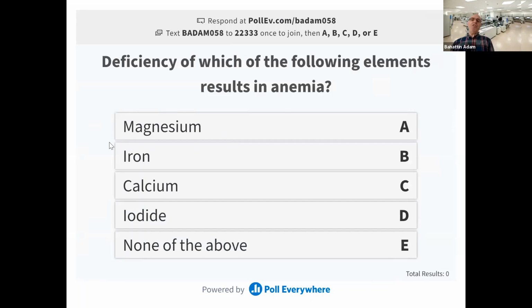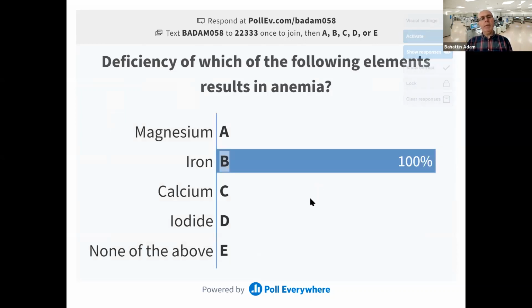Okay, deficiency of which of the following elements results in anemia? Magnesium, iron, calcium, iodide, none of the above. It is also a really easy question, right? Go ahead, send your answer. Let's see. Iron is the correct answer. Good.